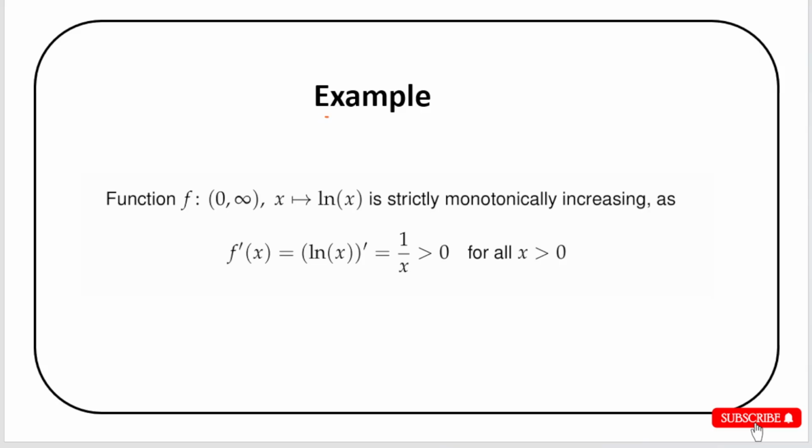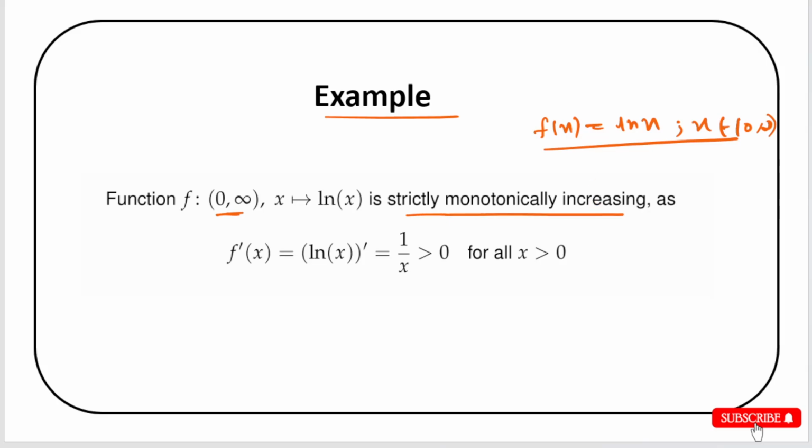Let's see an example. Suppose you have a function f which is ln x. So your function f(x) is simply ln x. And the domain, what is the domain? Domain is from 0 to infinity. Right? Here you have this domain and you need to check if it is strictly monotonically increasing or monotonically increasing or decreasing, right? So this is what you need to check.